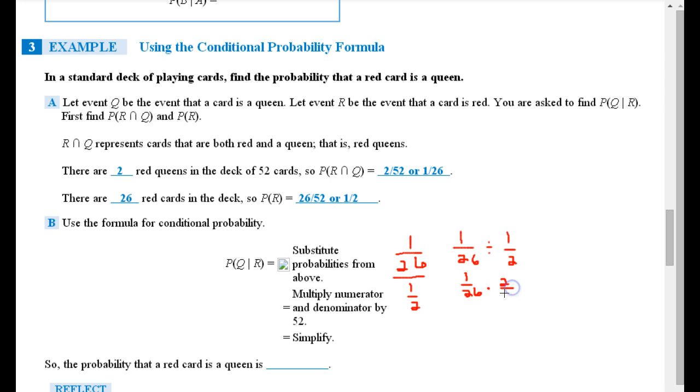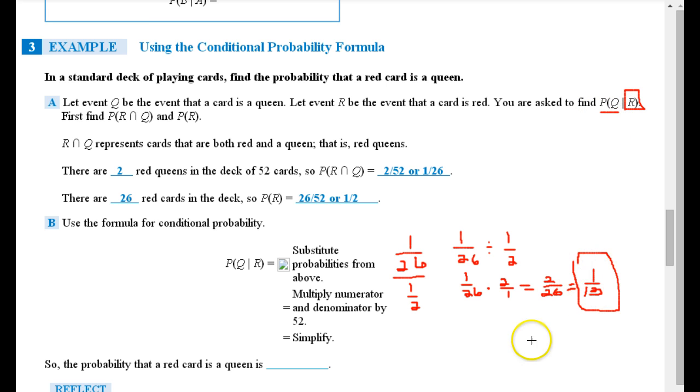And that's going to work out to be 2 over 26, or 1 over 13. Okay, that's how that's done. We found the probability of the intersection, there are exactly 2 red queens, and divided it by the probability that it was red. And that gave us what we call the conditional probability. Given that it was red, what was the probability that it was a queen? That was 1 over 13.